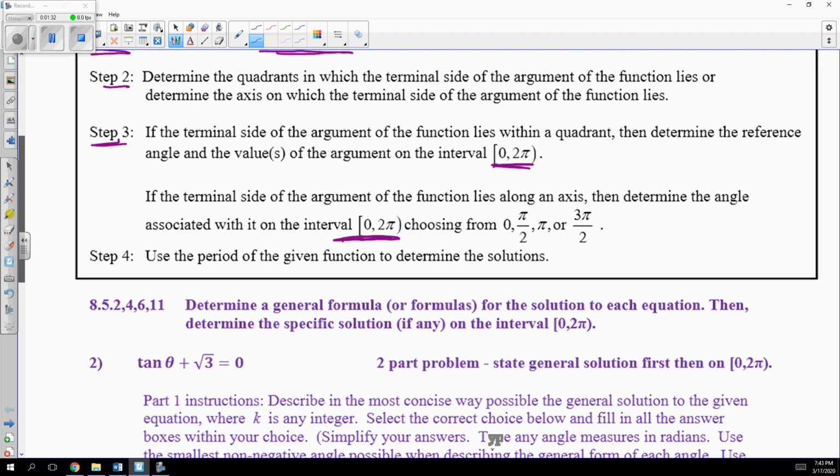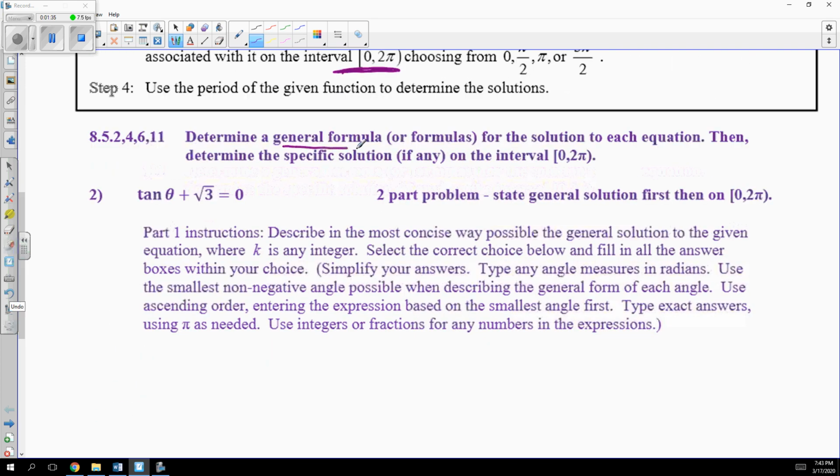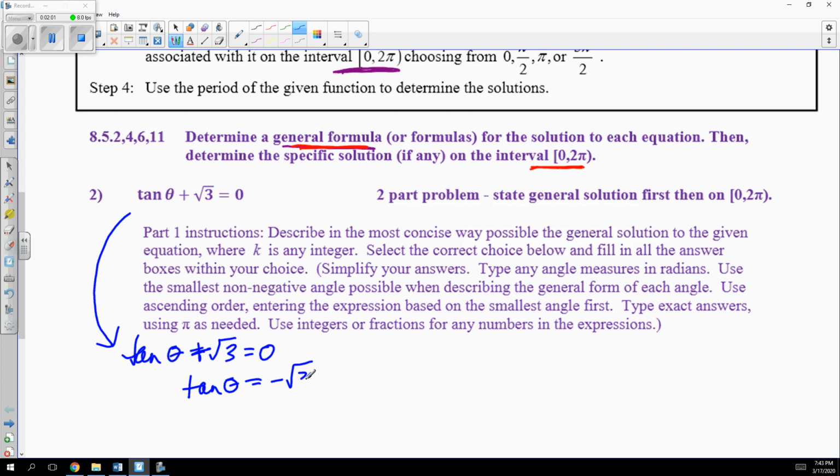So I'm going to show you the first example. The general solutions are a little bit more challenging to do, but we'll talk about it, and I'll do it graphically, and then you can think about it algebraically if you wish. Then we'll do specific solutions, okay? The first equation is tangent theta plus the square root of 3 is equal to 0, so just isolate the trig function by subtracting the square root of 3. Tangent theta is equal to negative square root of 3. This is step 1.